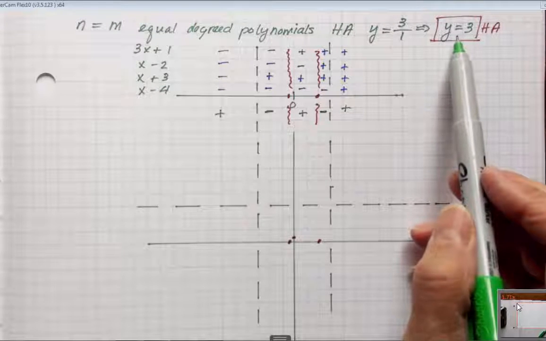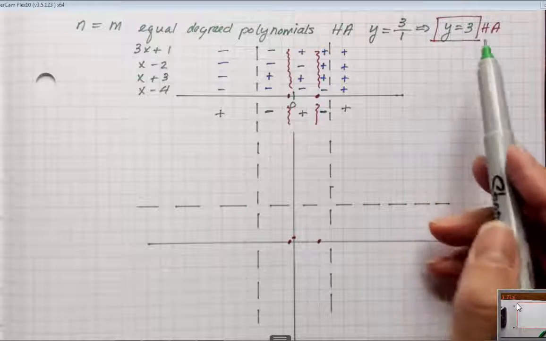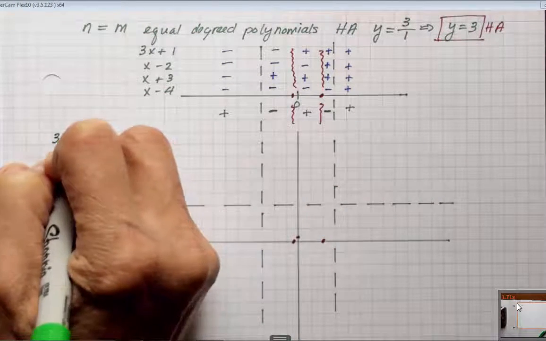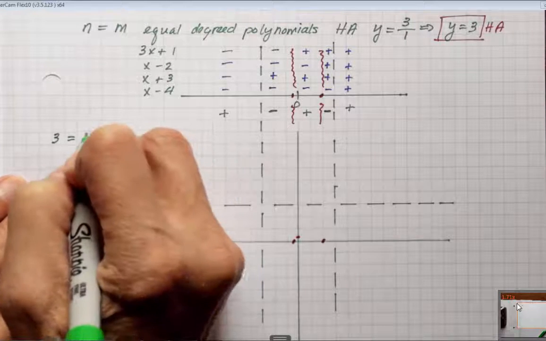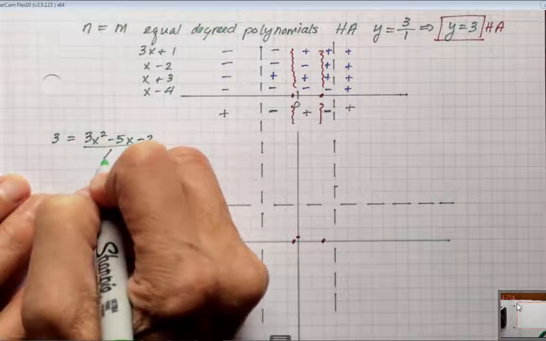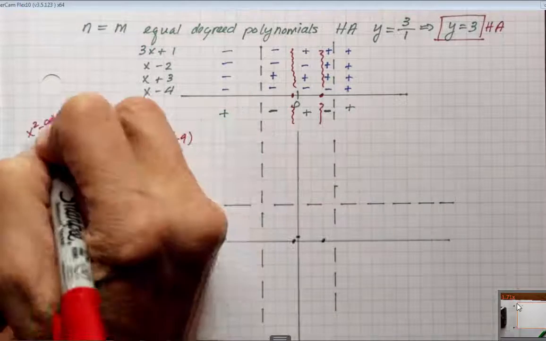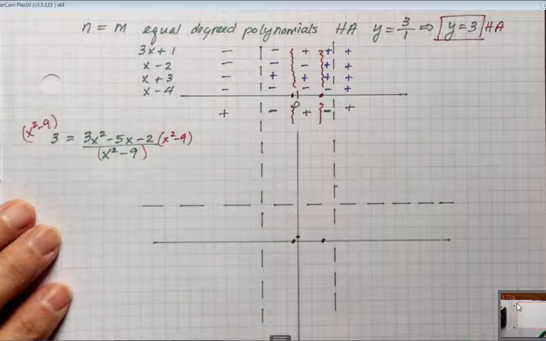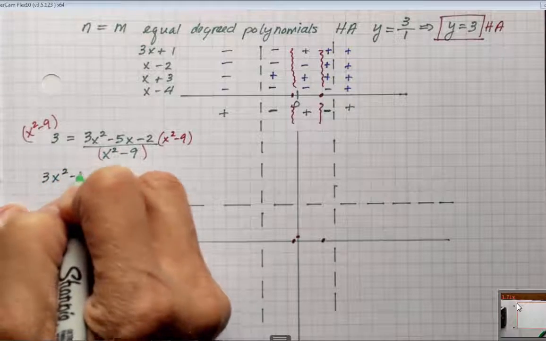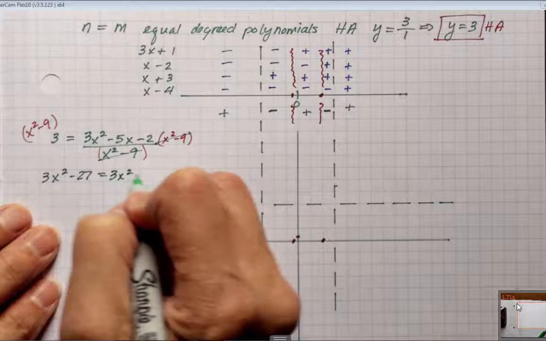So when y is equal to 3, does my function give me an x value? So I'm going to go ahead over here and figure this out. I'm going to take the value of my horizontal asymptote, 3, and set it equal to my function, which is 3x squared minus 5x minus 2 all over x squared minus 9. I'm going to multiply both sides of the equation by x squared minus 9. When I do that, I end up with 3x squared minus 27. On the right side, these cancel out, and I'm left with 3x squared minus 5x minus 2.